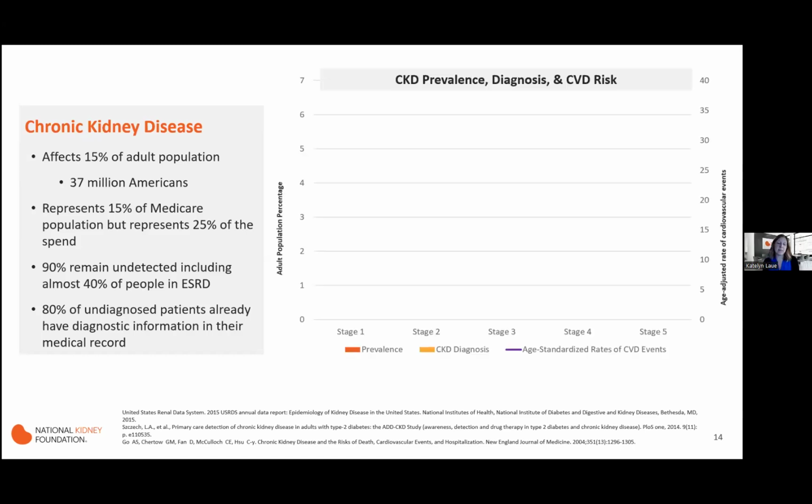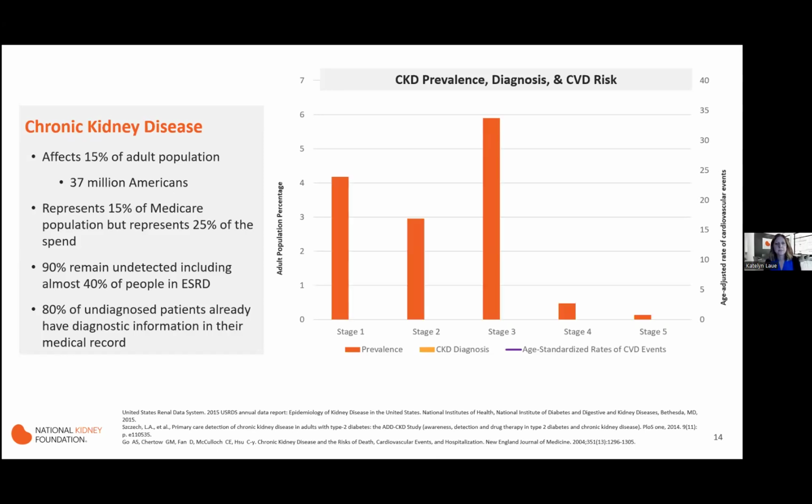What's worse is that about 80% of those people who are unaware of their kidney disease status already have evidence in their medical record that shows that they have kidney disease. So they have either an eGFR or a UACR in their medical record that suggests they may have kidney disease, but no CKD diagnosis.